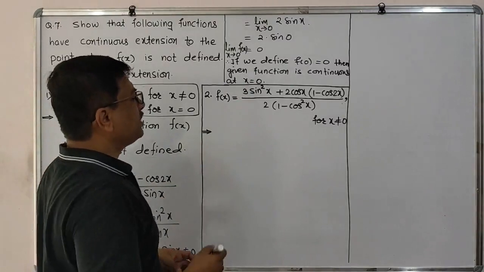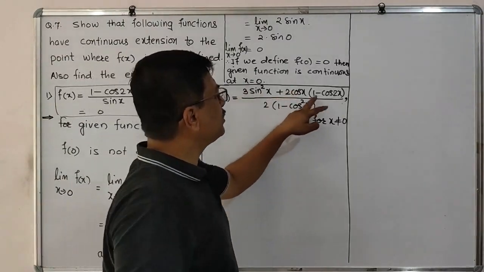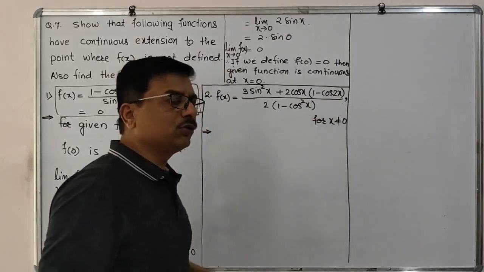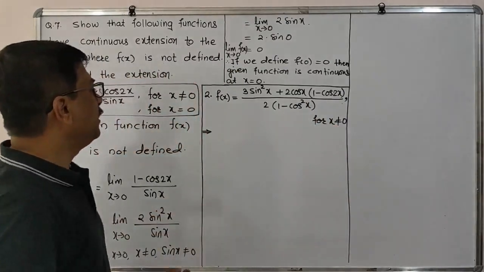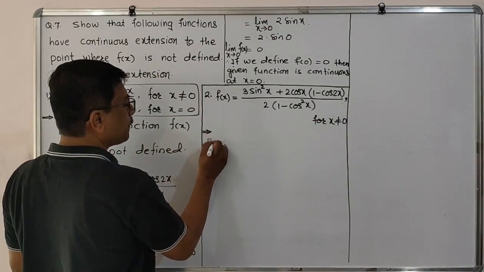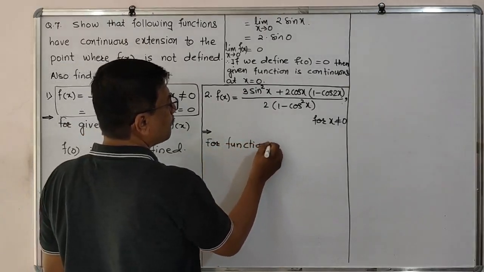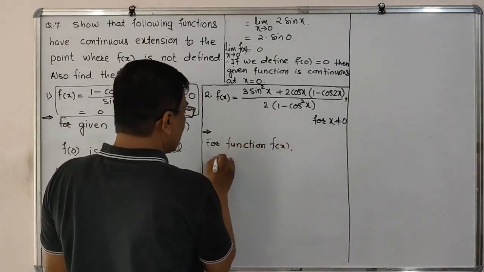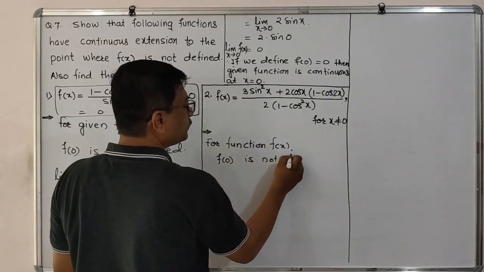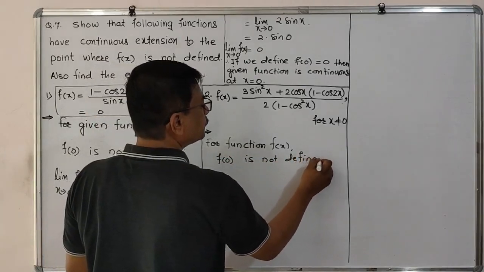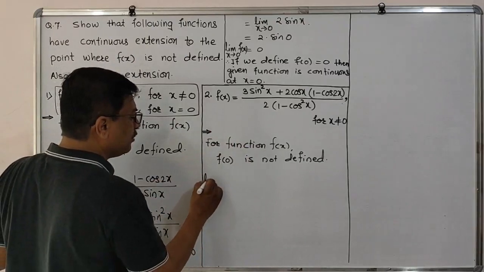Now the second question: f of x is equal to 3 sin square x plus 2 cos x into 1 minus cos 2x upon 2 into bracket 1 minus cos square x for x is not equal to 0. Again here, for the function f of x, f of 0 is not defined. Therefore, to find its extension, we are going to find the limit of the function.